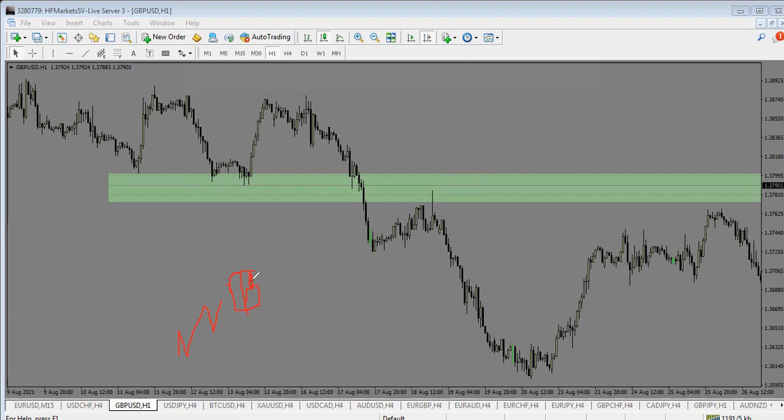Right, yeah. So when they have the rejection at this point, I wait for the second candle. If the second candle fails to break this point, then I take a sell.